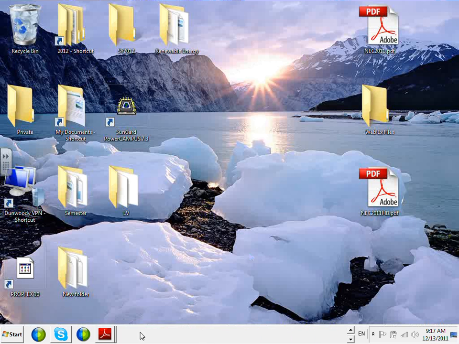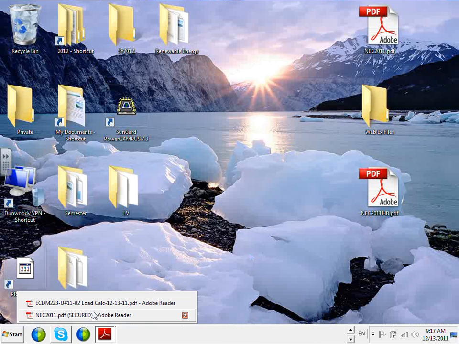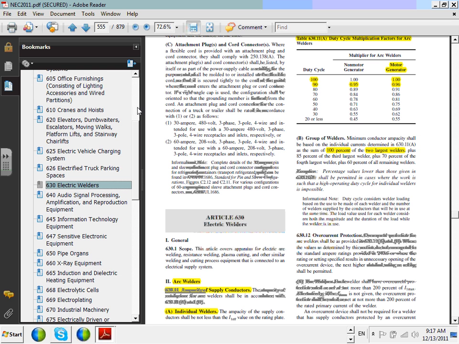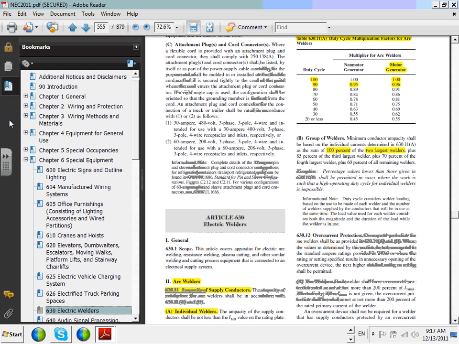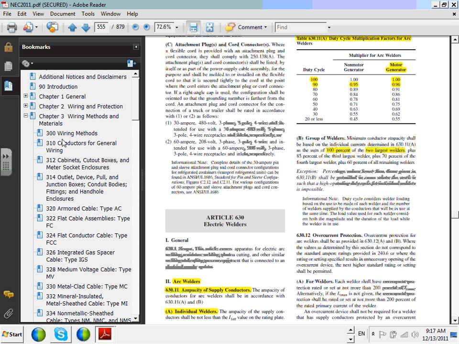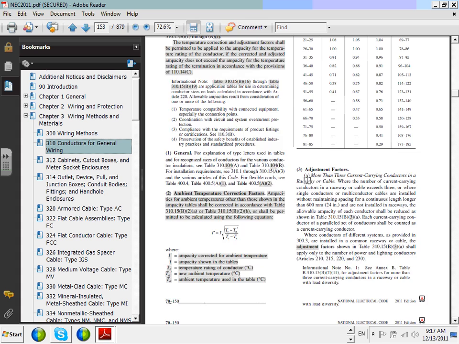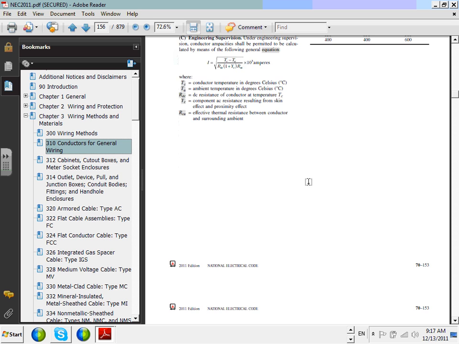So you're going to go to the NEC code table 310, here you go, all the way, and size yourself a conductor. Let's go all the way and do it one time.